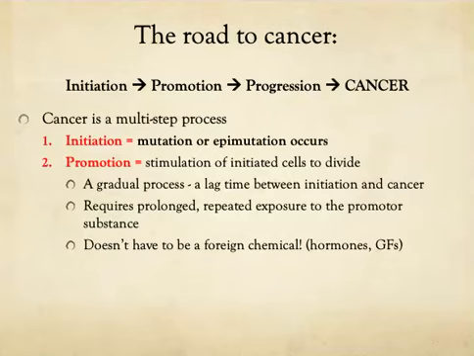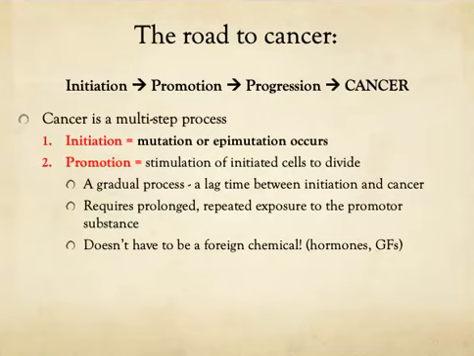Once a cell becomes initiated, it moves into the second stage, which is called promotion. Promotion is the time when an initiated cell is somehow stimulated to divide. Now, promotion is a gradual process. Promotion is most of the time between an initiated cell becoming a cancerous cell. It requires prolonged, repeated exposure to a promoter substance.